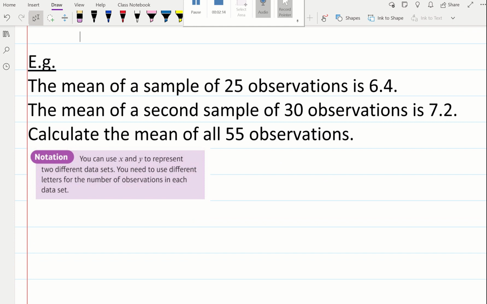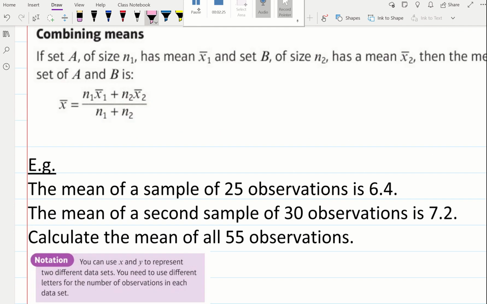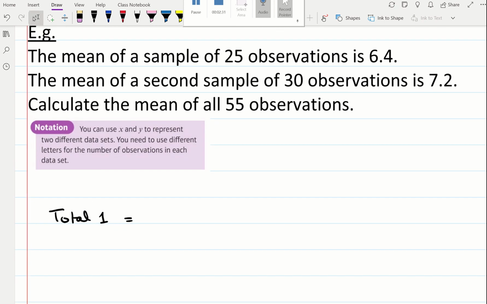The mean of a sample of 25 observations is 6.4. Well, what's total 1? That's basically what I'm trying to find here, the total of the first set of data. If the mean is 6.4 and the mean came from the total divided by n, then to do the opposite would be n times the mean. That's what the formula above did. So the total is 25 times 6.4, and that would give 160.